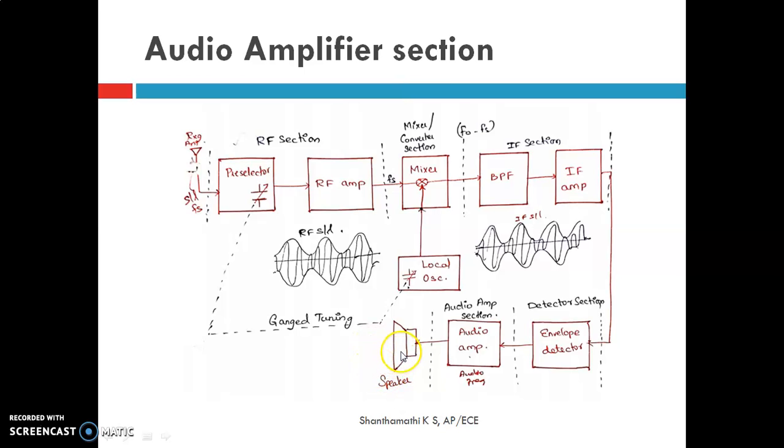This section comprises several cascaded audio amplifiers and contains one or more speakers also. Okay, and here the local oscillator and pre-selector are ganged together. This gang tuning means simultaneous tuning of tuned circuits in all the RF amplifier stages, in which all the capacitances, see this capacitance, one capacitance, and here also one capacitance, are ganged together and operated by one control knob. This is called gang capacitance tuning.